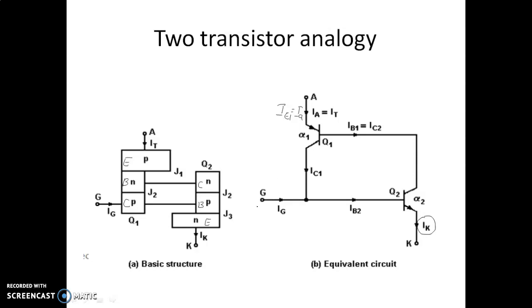Okay. The gate is given to the base of the second, or you can say that the gate is given here, that is to the collector of the first as well as the base of the second. So it is shown like this. The gate current is given to this point, which is the base of the second and the collector of the first. Okay.